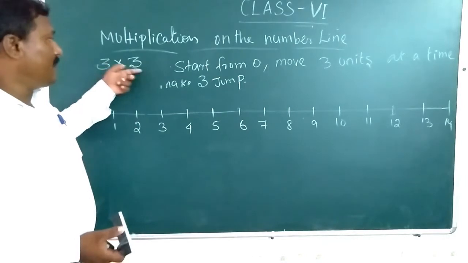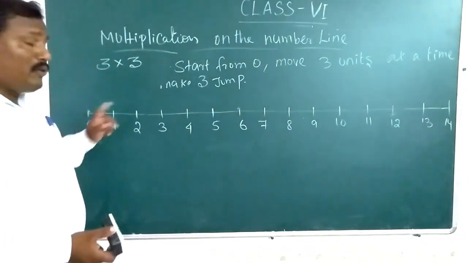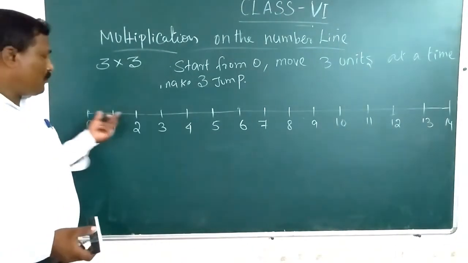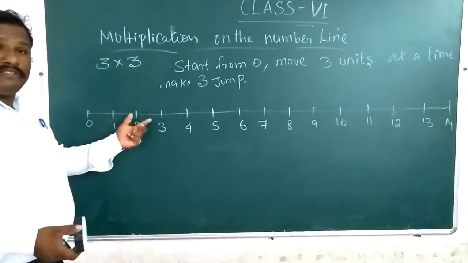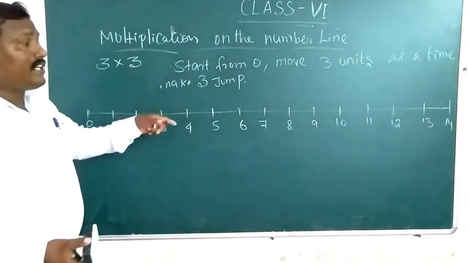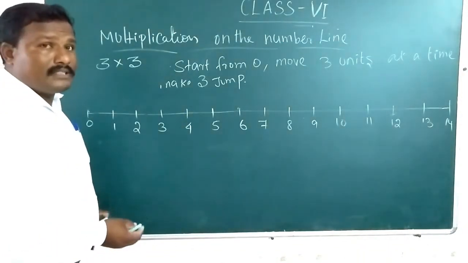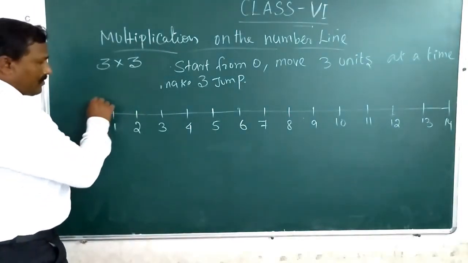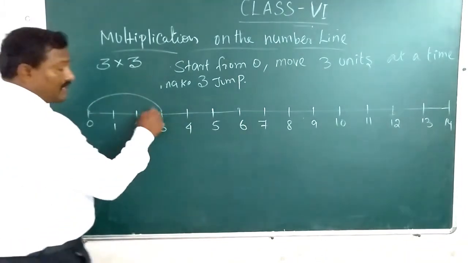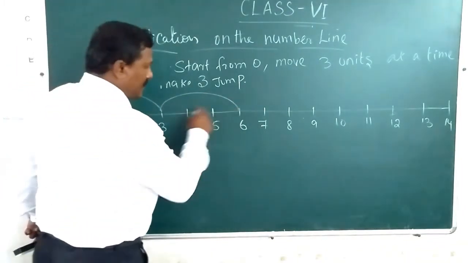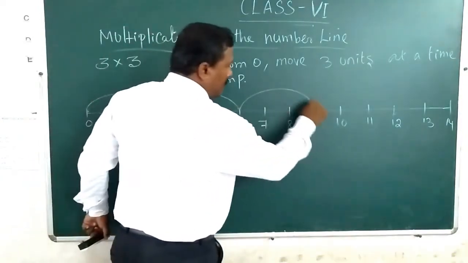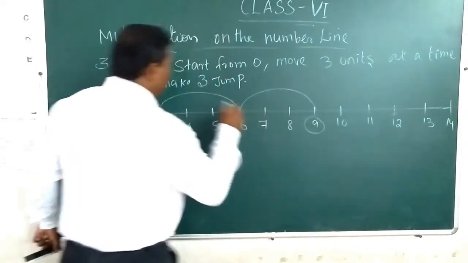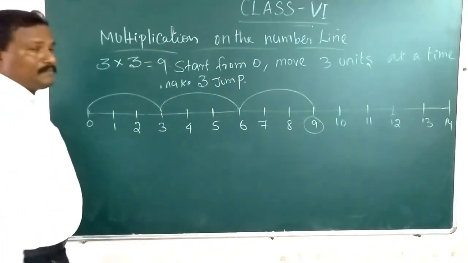At a time means 3 units at a time. Units, I already told you, these are 1 unit, second unit, third. So 1, 2, 3. At a time, you have to jump 3 units, and make 3 jumps. So each jump is 3 units. 1, 2, 3. First jump, then second jump, 1, 2, 3. Then 1, 2, 3, third jump. So I jump 3 times. Finally I reach 9. So 3 threes are 9 only.